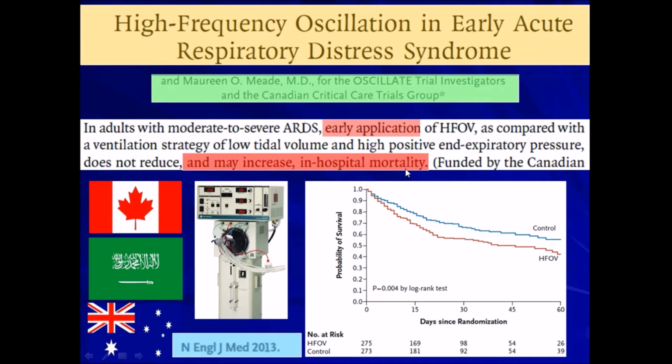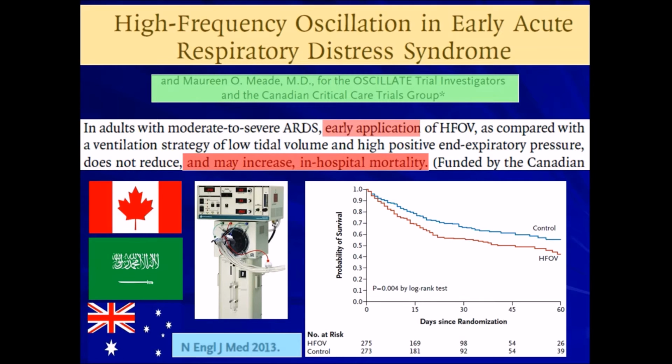Actually, they stopped this trial prematurely because of the increasing mortality. The interim analysis showed increased mortality, so they stopped early. They were planning to randomize around 1,000 patients. I think they stopped at around 550 patients. So high frequency here was not equal, but inferior.